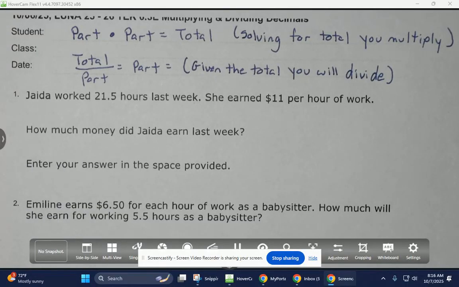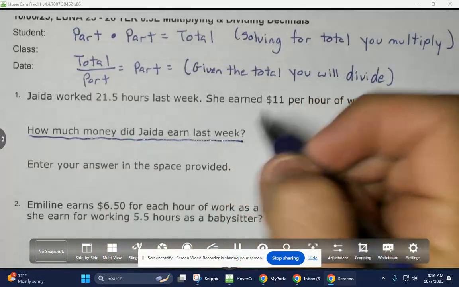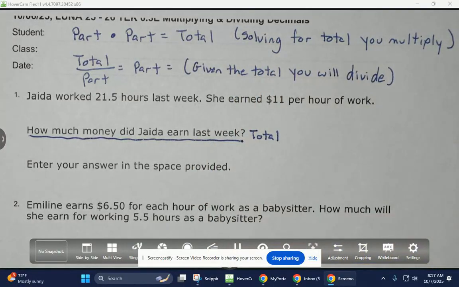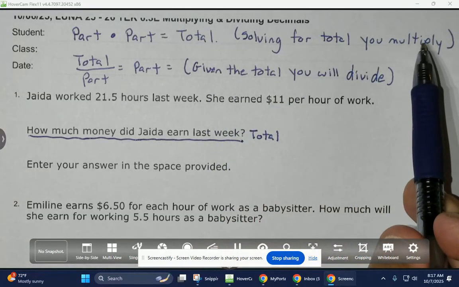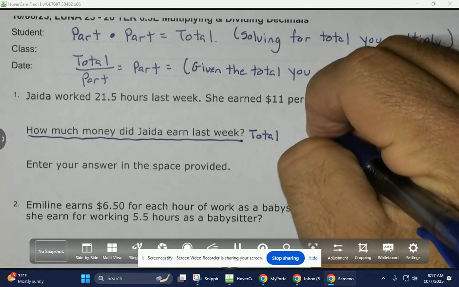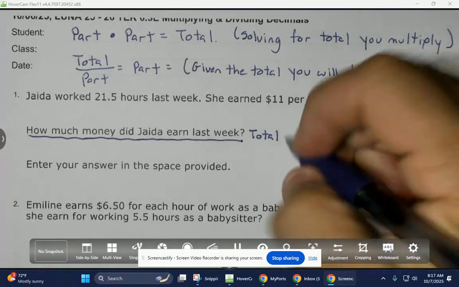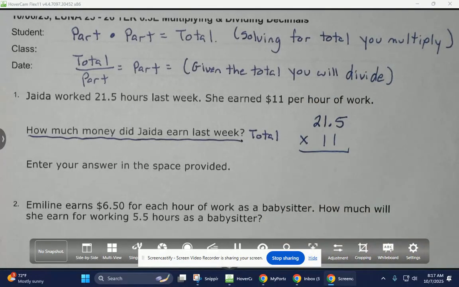All right, number one, Jada worked 21.5 hours last week. She earned $11 per hour for her work. It says right here, how much money did Jada earn? It's asking for you to solve for the total. Since I'm solving for the total, I have to multiply. Now, whichever number has more digits goes on top. So if you notice, I have 3 digits, and then I have 2 digits.